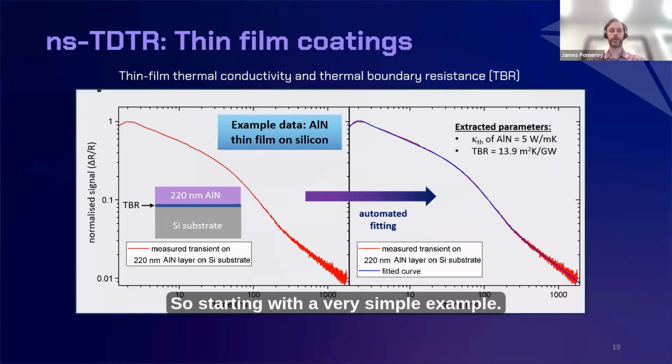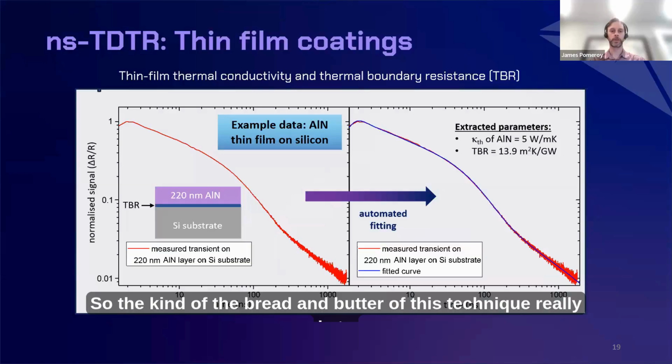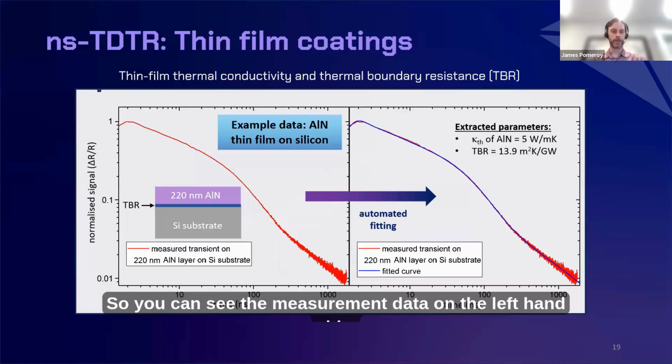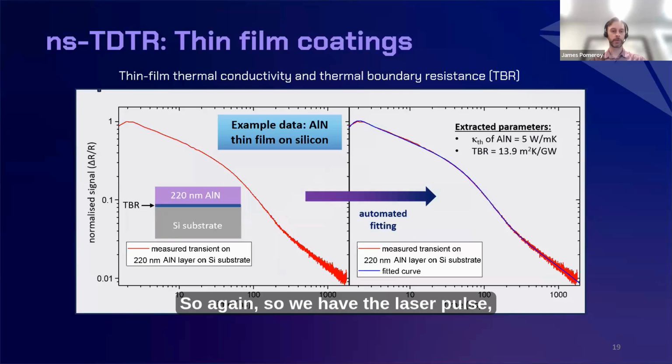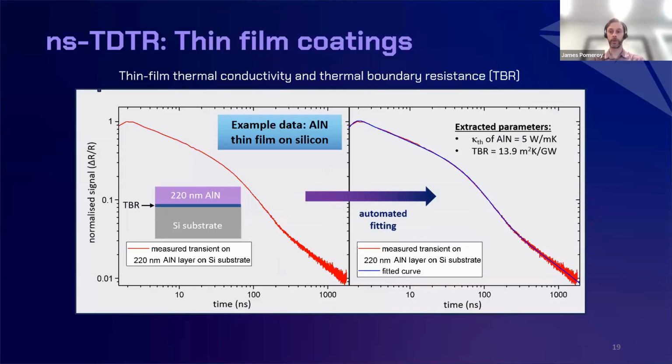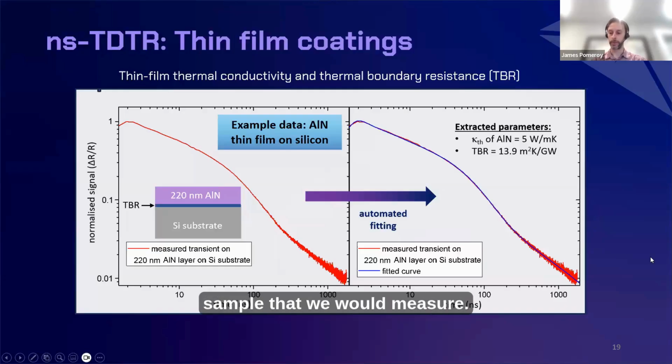So starting with a very simple example, the kind of bread and butter of this technique really is to measure thin film coatings. So here we have a dielectric layer deposited onto a silicon substrate. So you can see the measurement data on the left-hand side. So again, we have the laser pulse, heats the surface, cools, and then we fit that with the model. And the two things of interest here are the thermal conductivity of the dielectric, which is 5 watts per meter Kelvin, but also the thermal boundary resistance between the layer and the substrate. Yeah, that's just a very simple example to start with of a fairly common type of sample that we would measure.